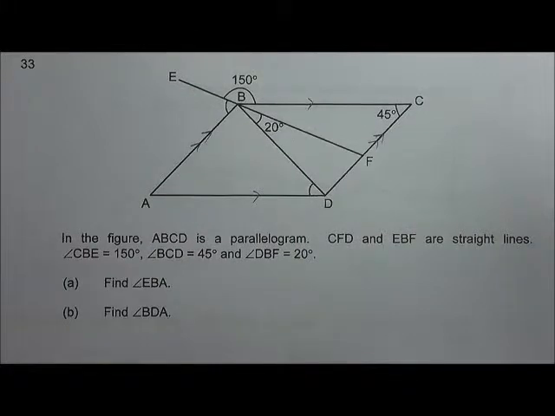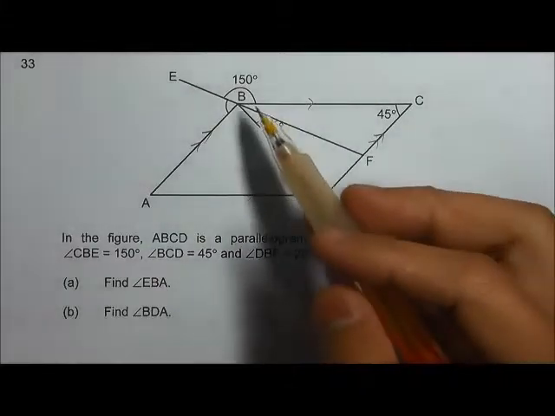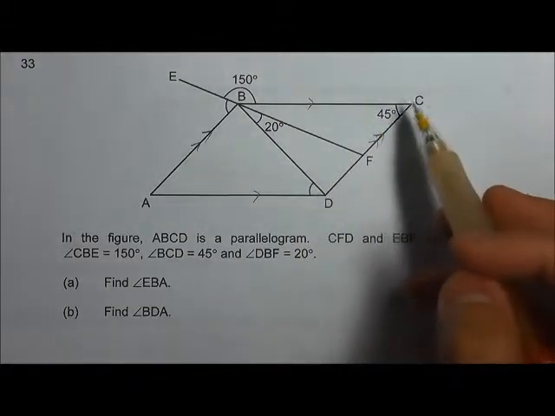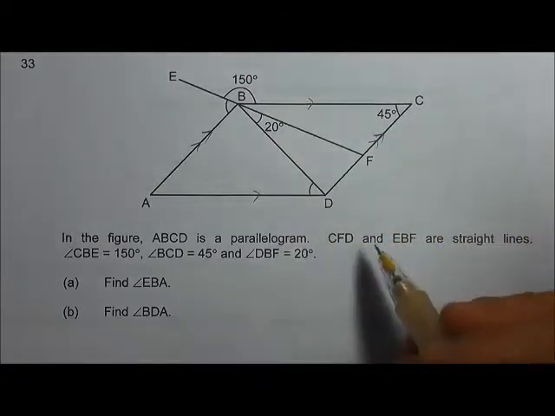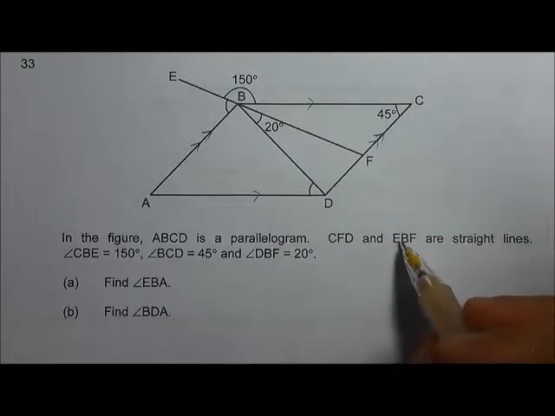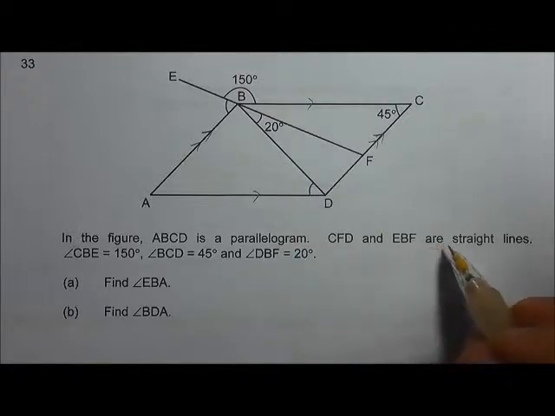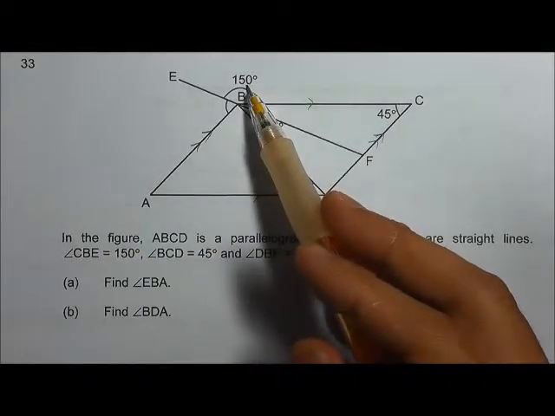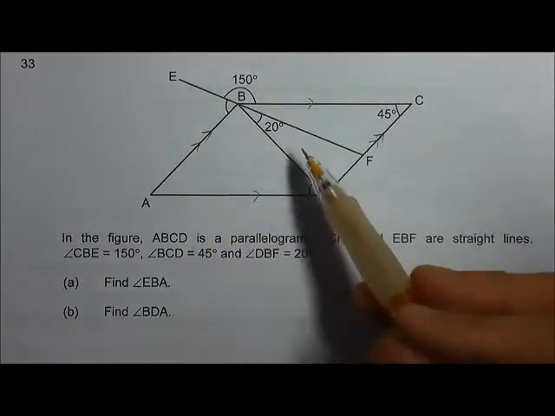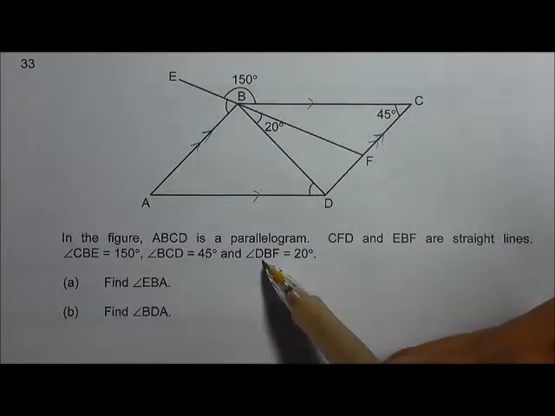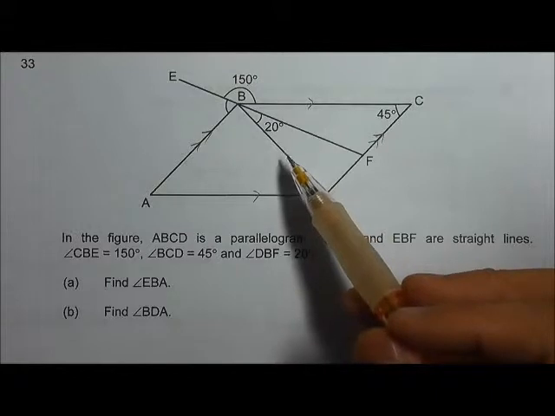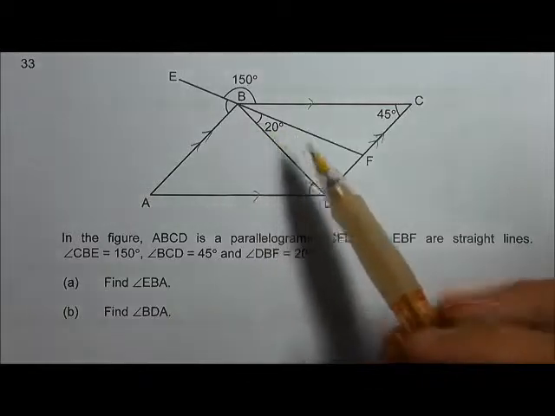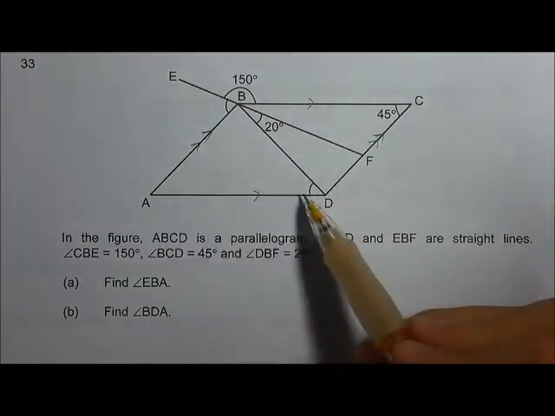Okay, in this figure, ABCD is a parallelogram. That's why BC and AD are parallel, and AB and DC are parallel as well. Okay, so we have CFD and EBF, they are straight lines, and angle CBE is 150 degrees. Angle BCD is 45, and angle DBF is 20 degrees. Okay, so we want to find what is angle EBA here, as well as angle BDA here.